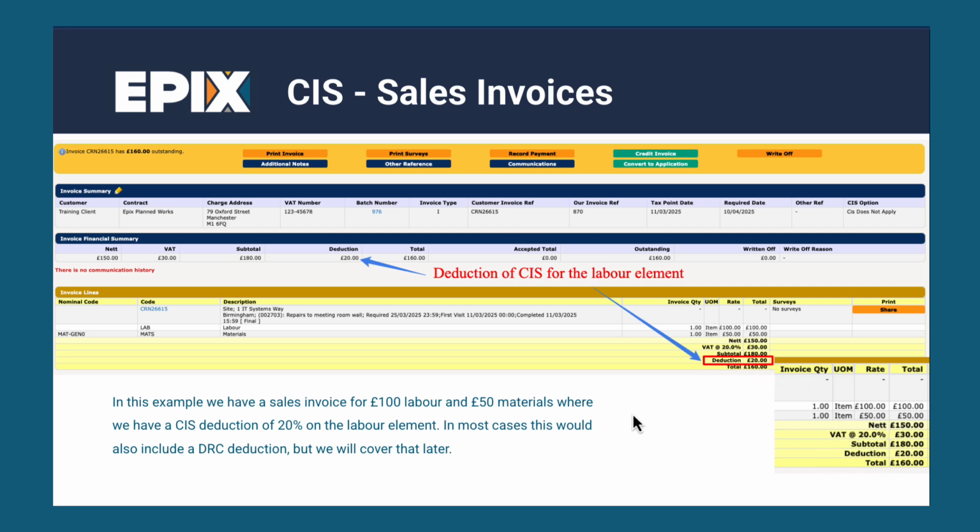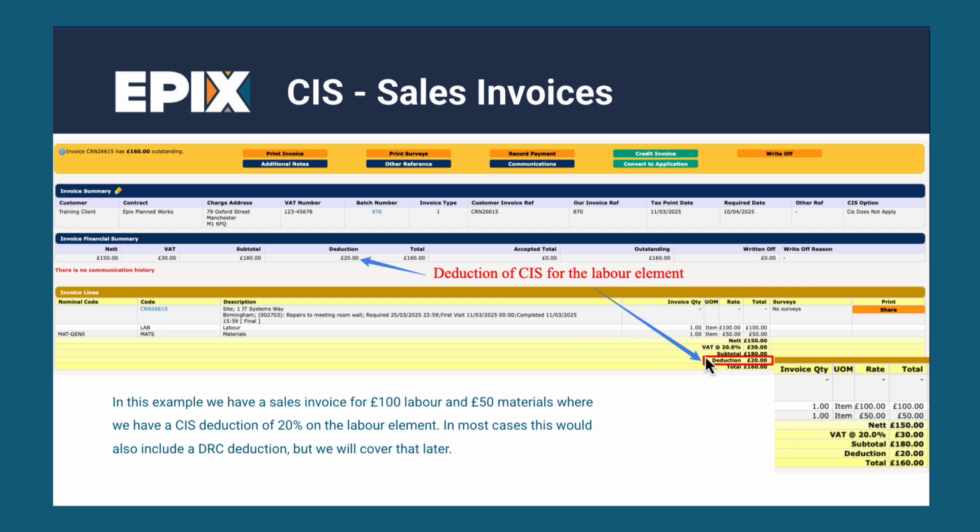So this example, as you can see, it's the same idea. It's us invoicing for £100 labour and £50 materials. The CIS deduction applying on the labour side of it for 20% results in the deduction of £20 here. So we deduct that from any lines that have got the nominal code set. So to recap, it's entirely done at nominal code level. If you're interested in doing it, you need to make sure you've got your nominal codes set up in that way. And I'll cover that again in a minute.